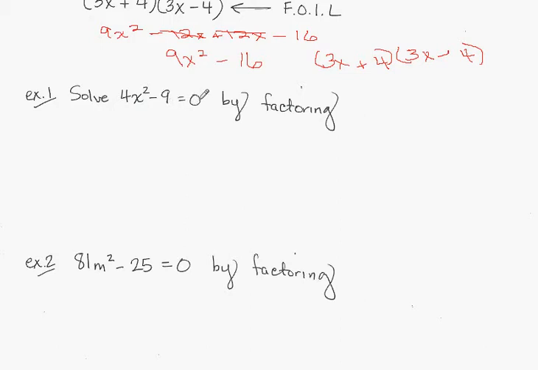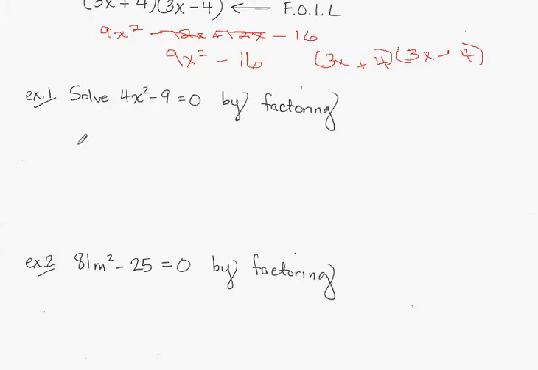It's already done for you. If it's not done, if you had something that wasn't set equal to 0, you would need to get everything on one side of the equal sign. And then quadratic equations, for right now, the way we're going to solve them is by factoring. So let's just try this one.